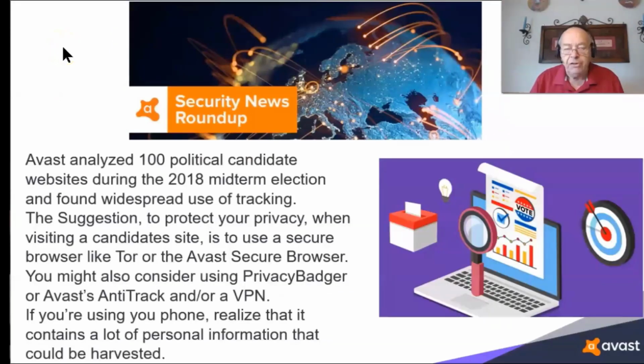Avast analyzed 100 political candidate websites during the 2018 midterm election and found widespread use of tracking. The suggestion to protect your privacy when visiting a candidate site is to use a secure browser like Tor or the Avast Secure Browser. You might also consider using Privacy Badger or Avast's Anti-Track or a VPN. If you're using your phone, realize that it contains a lot of personal information that could be harvested.